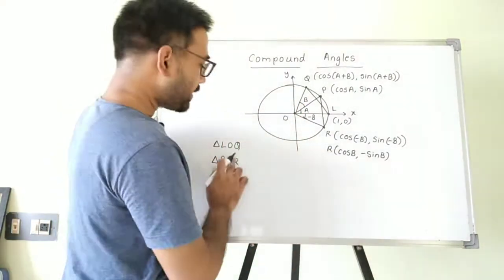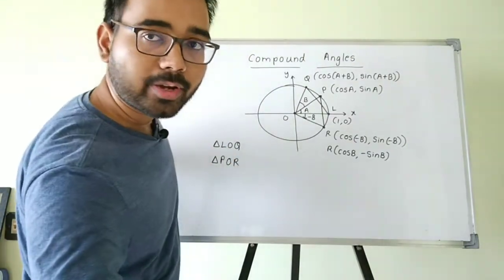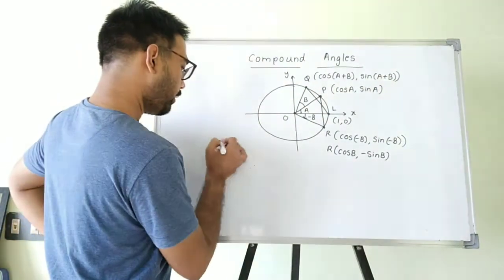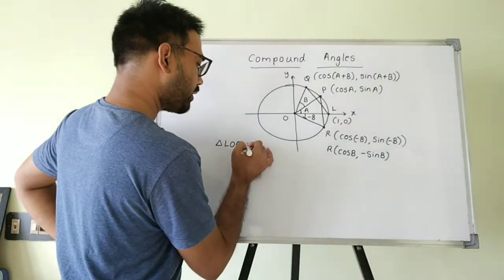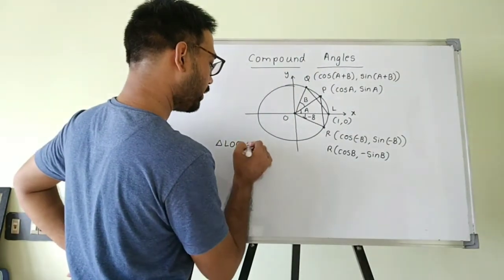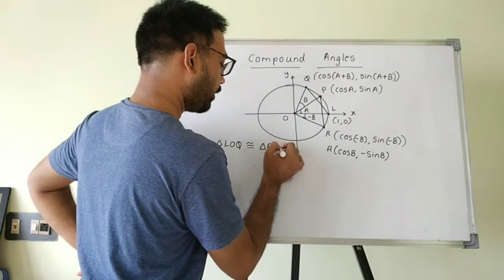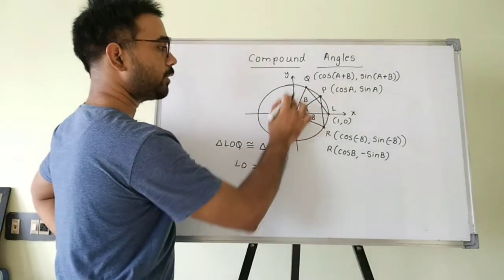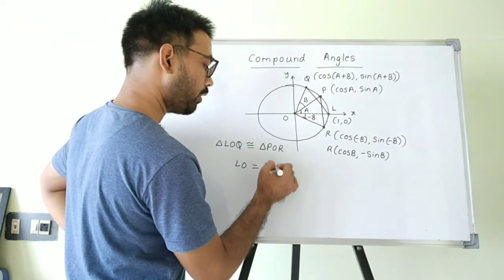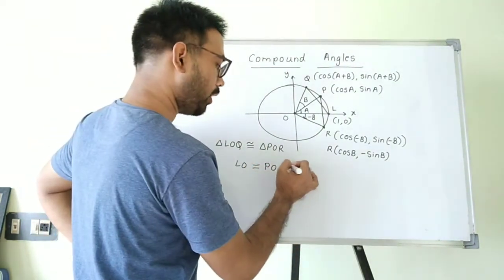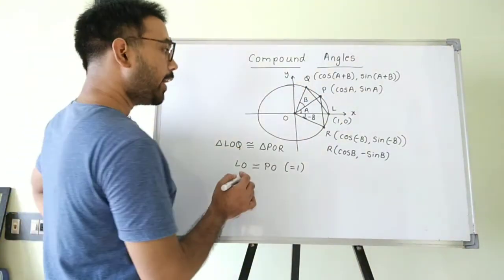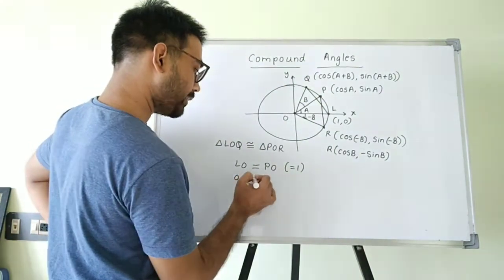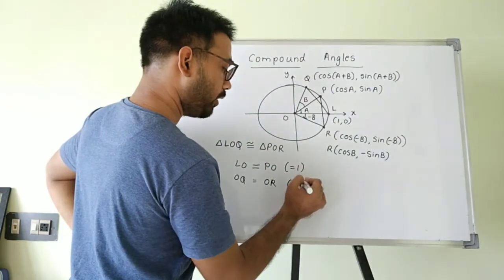So now from this we can say that these two triangles are congruent triangles. We can say triangle LOQ is congruent with triangle POR. The reason is simple. You see, LO is equal to PO, both are equal to 1. So LO is equal to PO, that is equal to 1. Both are 1 because of the radius. And then we can say OQ is equal to OR, both are equal to 1.